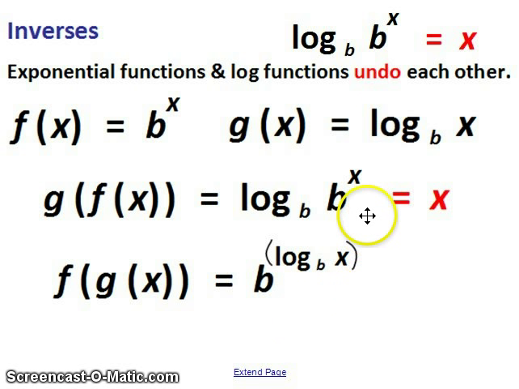Well, remember, they undo each other. They work in the same way, and if inverses truly are inverses, then it doesn't matter whether you put g on the outside or f on the outside. Your end result should be x. And sure enough, it is. And so what's going on here is whenever the base of an exponential expression that has a log in its exponent matches the base of the log in the exponent, once again, x drops down to what I call ground level and becomes the result.